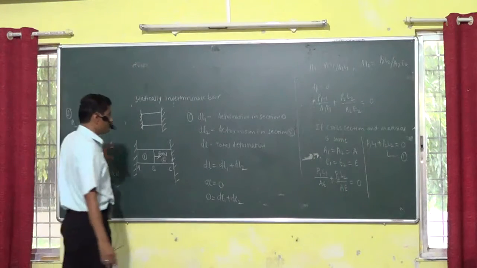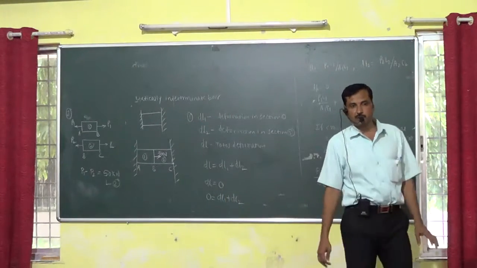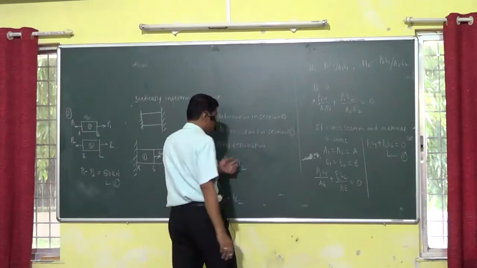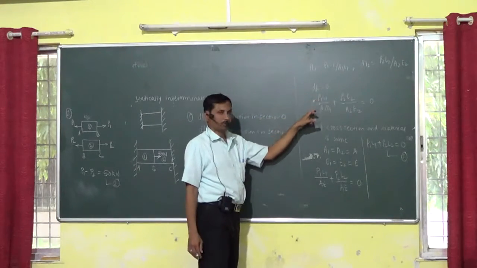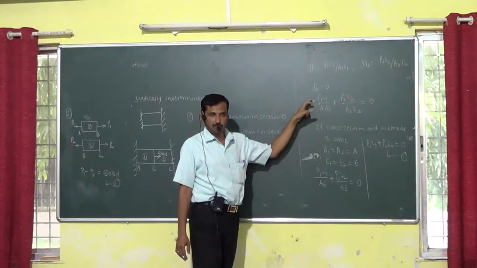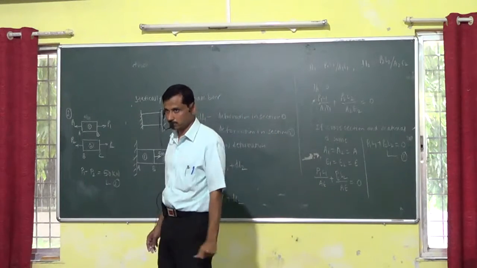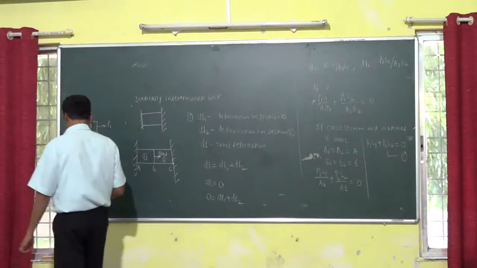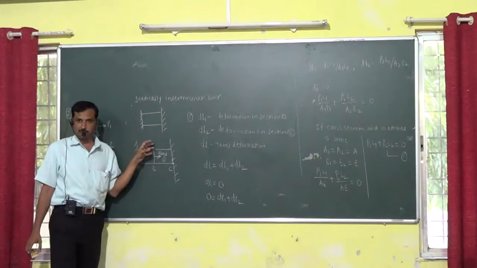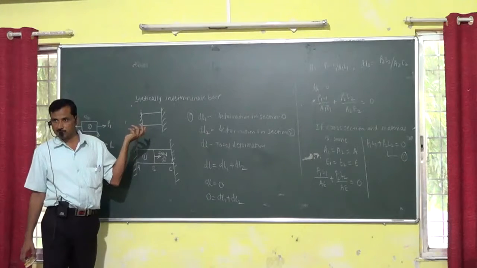Okay. When P1 and P2 are known, it is easy to identify DL1 as well as DL2, because we have already considered DL1 as P1 L1 upon A1 E1. P1 is known now, L1 is also known, and the cross-sectional area and Young's modulus of the material are available. So it is possible to identify the elongation present in section 1 as well as the elongation present in section 2. Total elongation is the same.